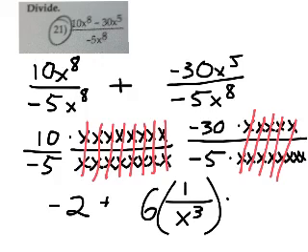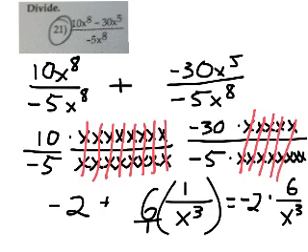Okay, so we can rewrite this. If we put the 6 over 1, you notice the 6 goes times the 1. We get a 6. And on the bottom is x to the 3rd. And of course, let's put in our negative 2. So negative 2 plus 6 over x to the 3rd.